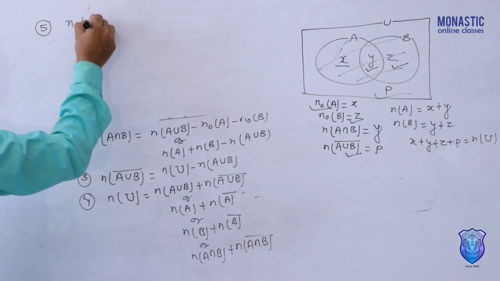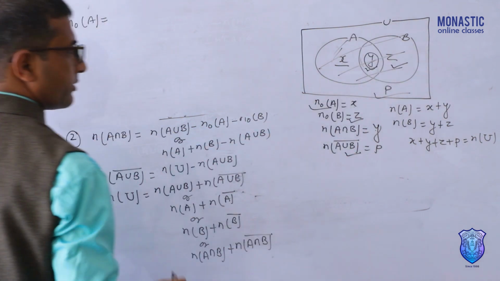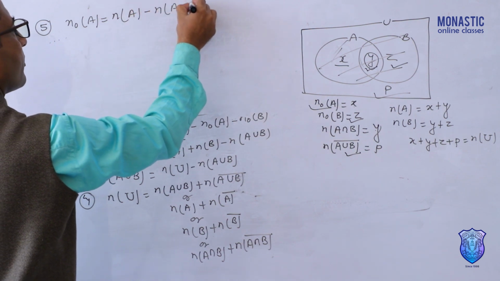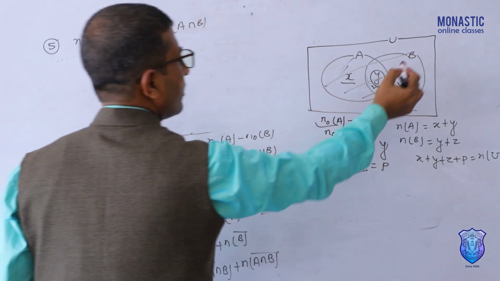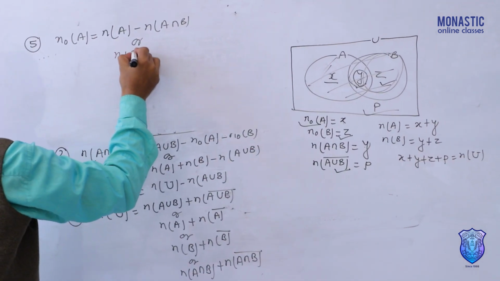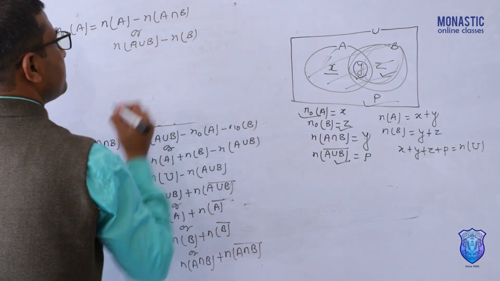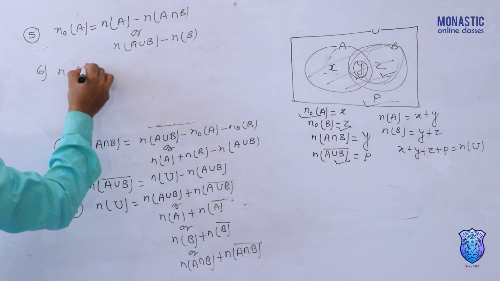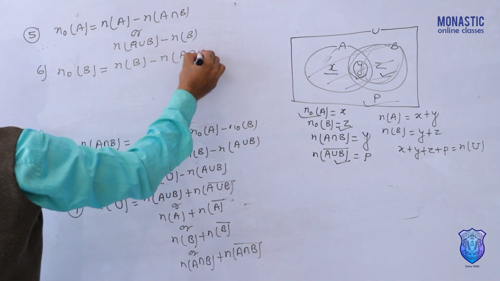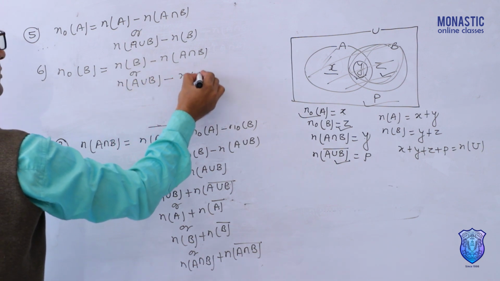Number of only A. From A, if we subtract the common part, we get number of only A. Then, from the union, if we subtract this B whole, that is number of A union B minus number of B. Number of only B, same way, number of B minus number of A intersection B, and number of A union B minus number of A.